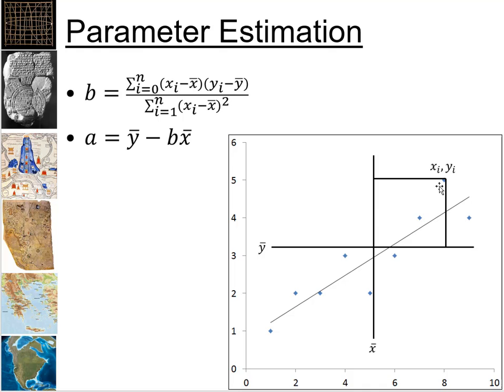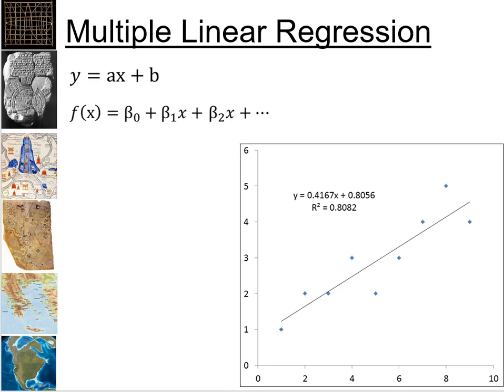Taking the difference from the mean. Here's the mean x, here's the mean y. Taking the difference of those, multiplying them together, summing them up, and then dividing by the square of just the x's difference from the mean. And that's how we compute b, the slope. And then you can find the intercept by taking your mean y minus your b, or slope, times the mean x. That's it. So fairly easy. A lot of the other methods become so complicated we won't be looking at their math.